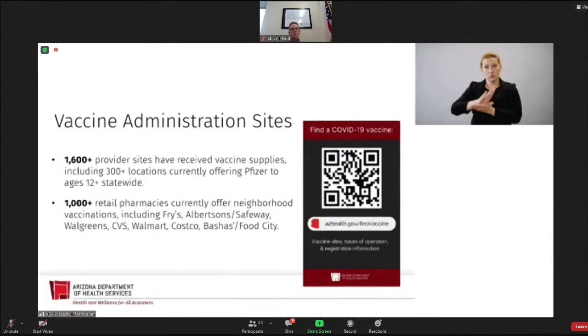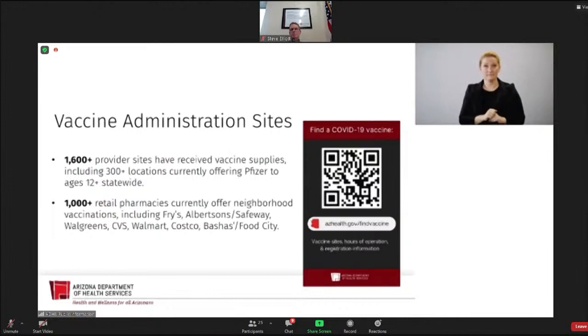If you are still looking to find a vaccine site, we have over 1,600 provider sites that have received vaccine supplies, including 300 locations that are currently offering Pfizer. And that's important because Pfizer is the vaccine that is available for those 12 and older. We also currently have over 1,000 retail pharmacies that are offering neighborhood vaccinations. And so you can find them at almost all pharmacies statewide to get vaccinated.